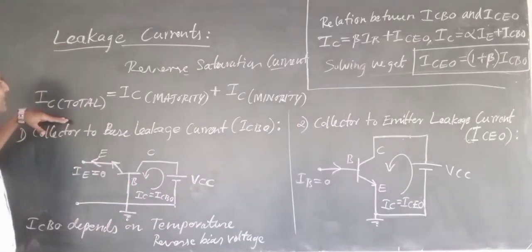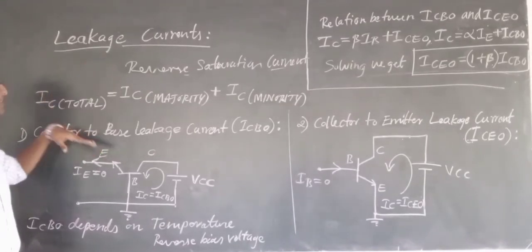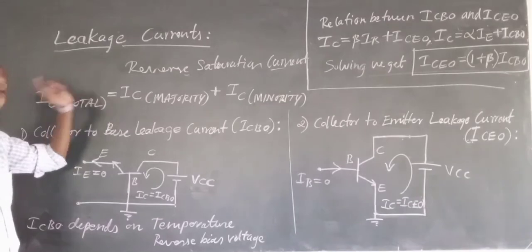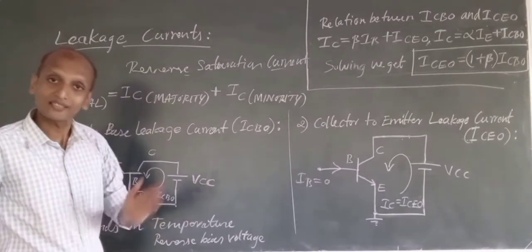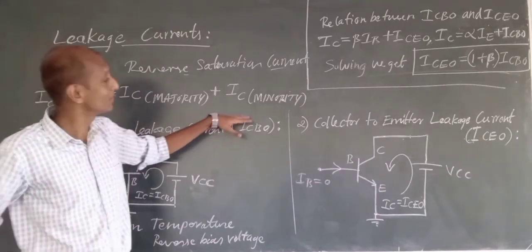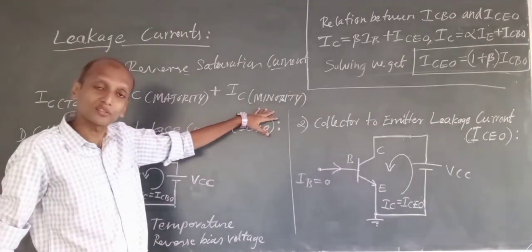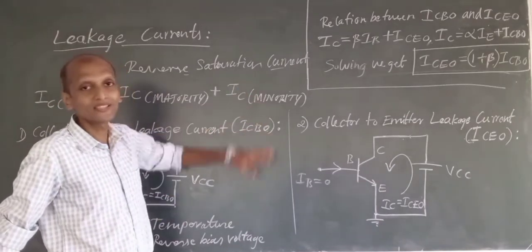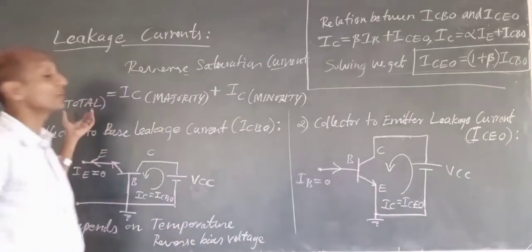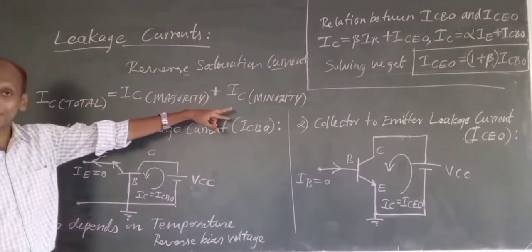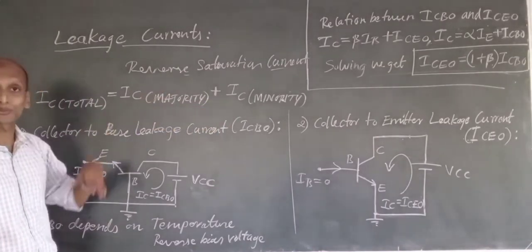Now I can say the total current through a transistor will be equal to the majority charge carrier current, which is a huge current, plus the minority charge carrier current, which is a small amount and actually negligible. But to calculate or measure the total current, I should consider the minority charge carriers or leakage currents too.